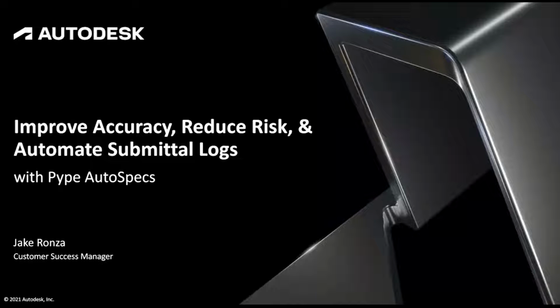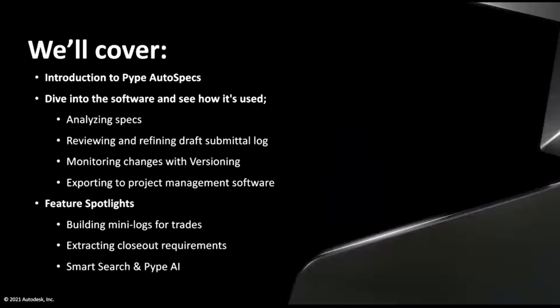And today we're going to be reviewing the Pype AutoSpecs platform. What AutoSpecs will do is analyze project spec books and extract submittals across different submittal groups, allowing project teams to review and refine draft submittal logs, as well as monitoring changes between different versions of spec books. Once those submittals have been extracted and reviewed, they can then be exported to a project management system.